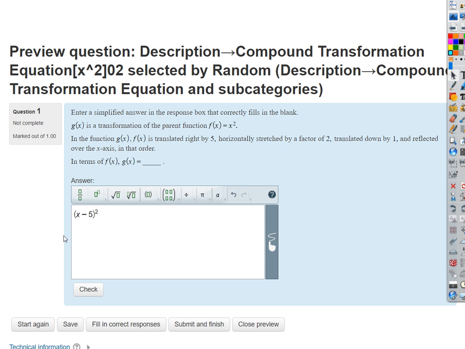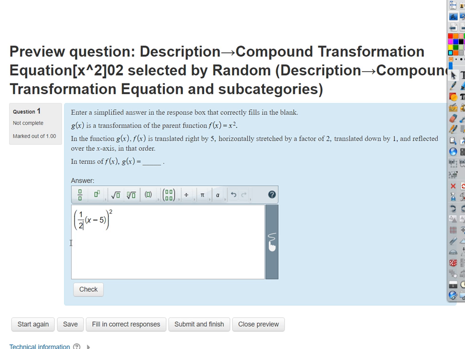Now we want to horizontally stretch by a factor of 2. What's that going to do? 2 in front. Okay, but we got to be careful. If I'm horizontally stretching it, it's got to be inside the function, right? Yep. So inside the function, I'm going to have to take this x minus 5 and multiply inside the function. I got to multiply by what, if I'm stretching by a factor of 2? 1/2, right? Good. So here we've got a 1/2.